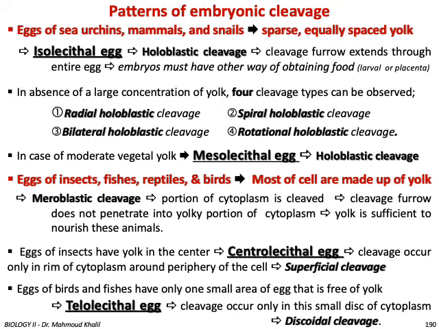The last type of egg is the egg of birds and fishes. They have only a small area of the egg that is free of yolk, and most of the ovum is yolk. So this type of egg is called the telolecithal egg. Cleavage occurs only on a small disc of the cytoplasm, and this type of cleavage is called discoidal cleavage.